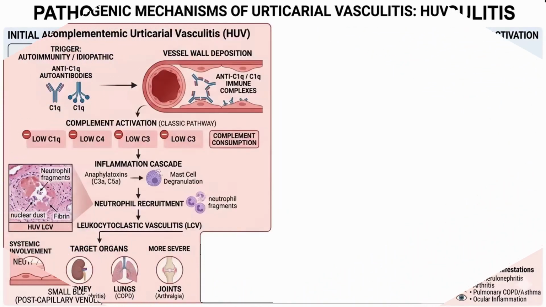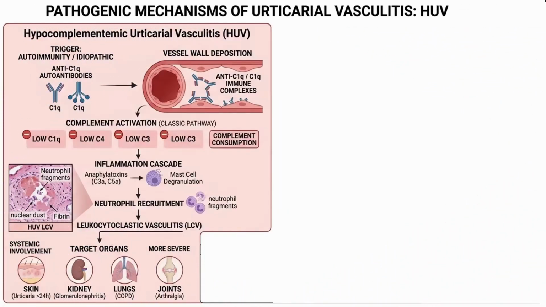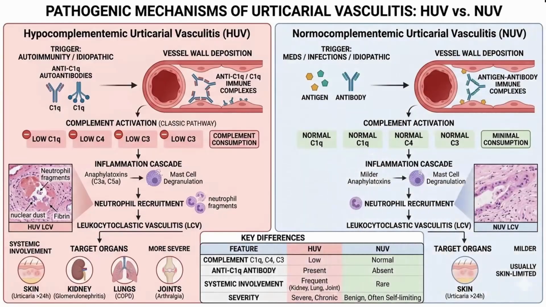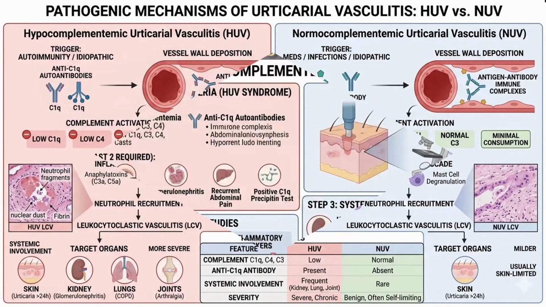In hypocomplementemic urticarial vasculitis, there is a persistent activation and consumption of the classical complement pathway, leading to severe hypocomplementemia. On the other hand, in normocomplementemic urticarial vasculitis, there are no antibodies specifically targeting the C1q portion of the complement, but rather an antigen-antibody immune complex activation of the classical complement pathway with milder activation and consumption, predominant skin lesions, and rare systemic manifestations in contrast to the hypocomplementemic type.